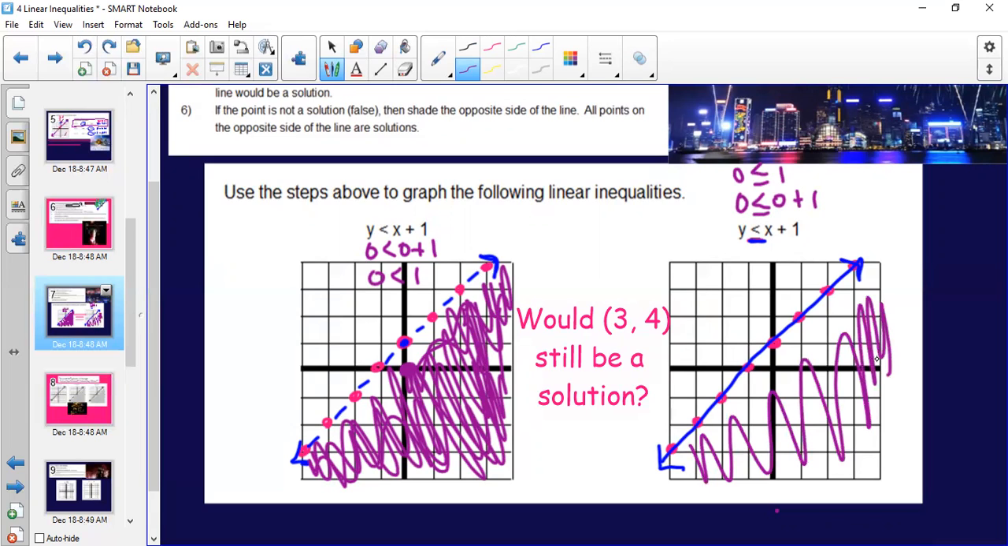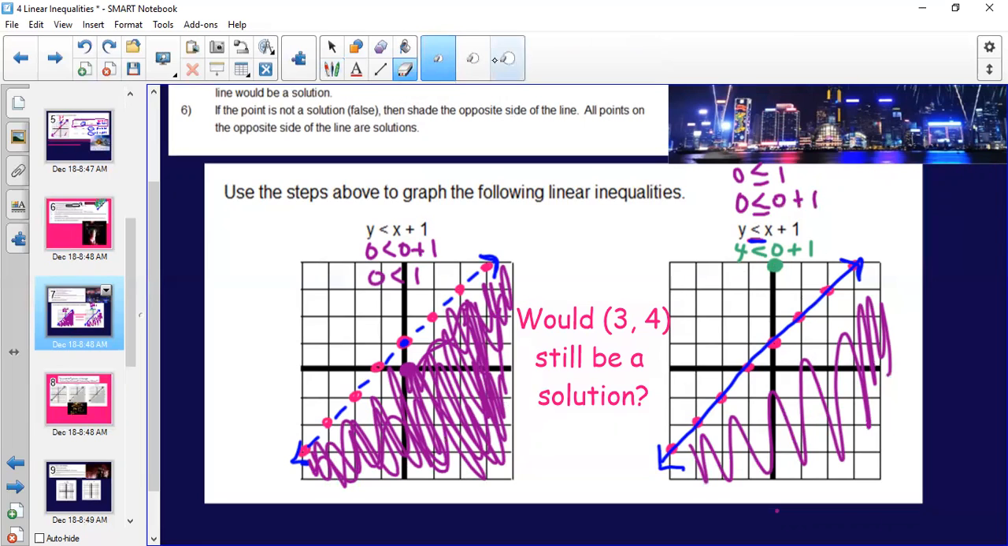And just to prove a point, I'm going to pick another point. Let's do 0, 4. If I chose a point above the graph this time and plugged in 0, 4, well, 4 is my y and 0 is my x. Is 4 less than 1? No. And so that's why this side is not shaded. It is not a solution. All the points on this side, if I would try them out, they would not work. And so that is one way that you could do it.